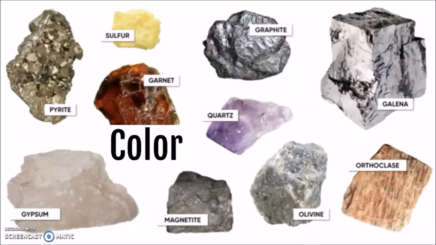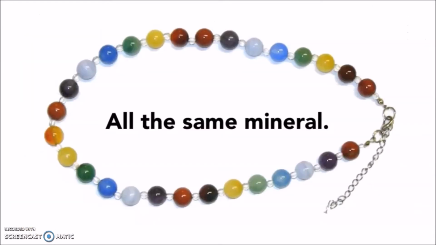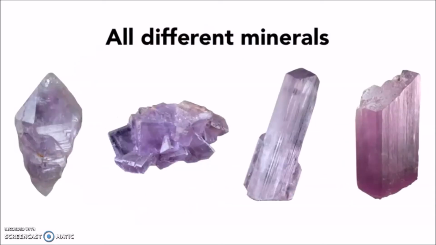Let's go through the first property, which is color. Now, different minerals will have different colors. However, color isn't always going to tell you which mineral it is. For example, all these beads have different colors, yet they are made of the same mineral, quartz. As well, the opposite is true, where you have different minerals which have similar colors. So color isn't necessarily the thing that tells you which mineral it is, but it's a great starting point.